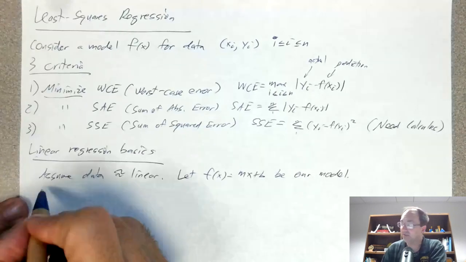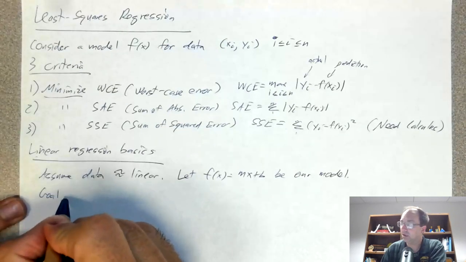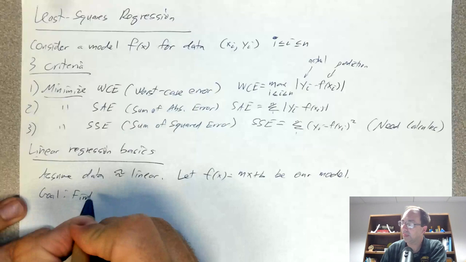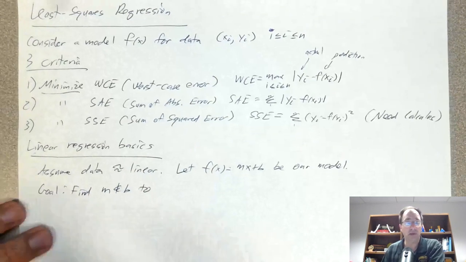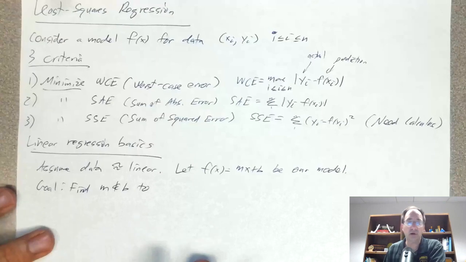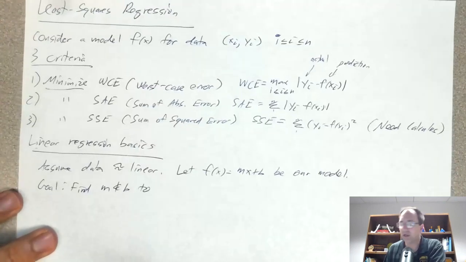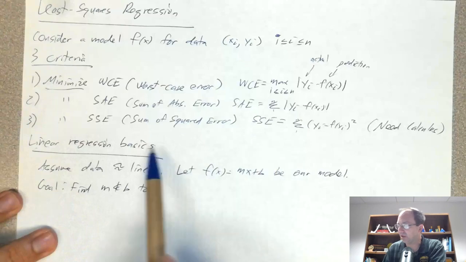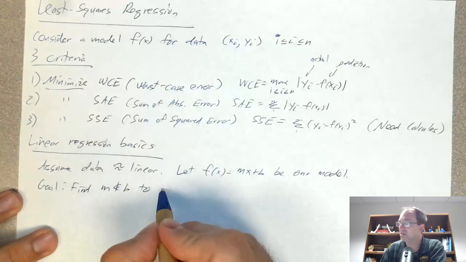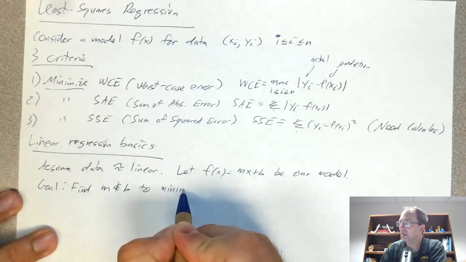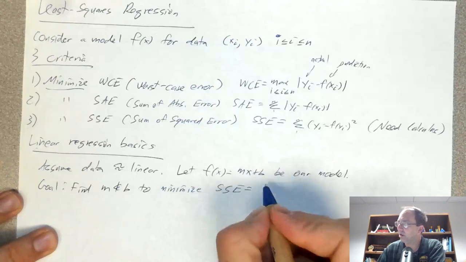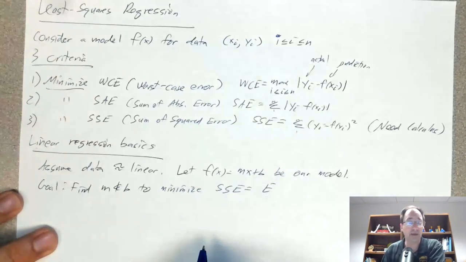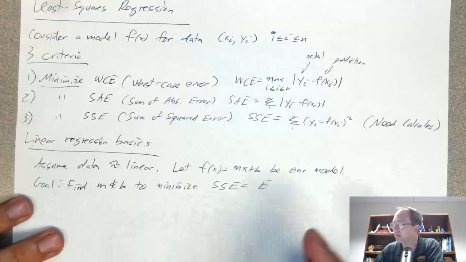And our goal is find m and b. Now, in the past, we've done this with trial and error, or maybe we've looked at percent error, but now we have a criteria, and because of the rules of calculus, we're going to find m and b to minimize SSE, which I'll give a name of just E, make it a little bit easier to write.